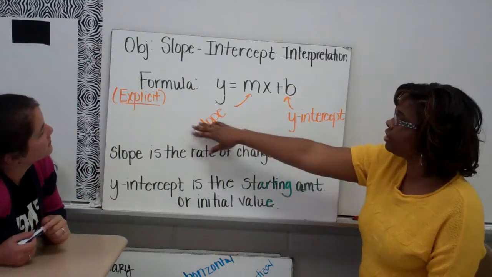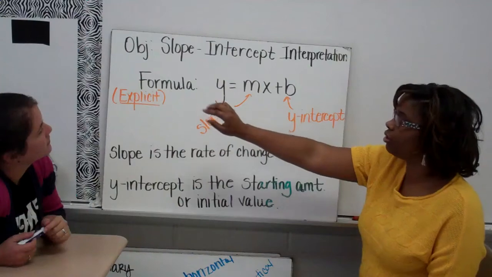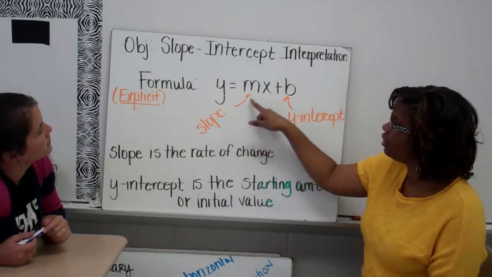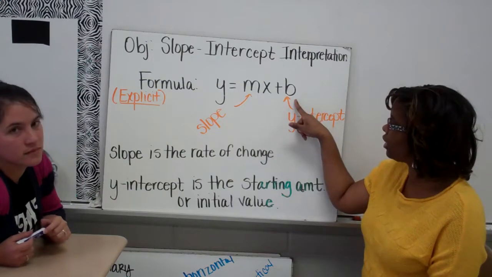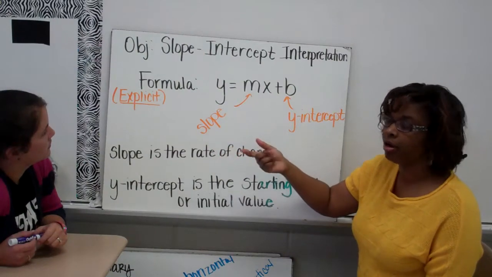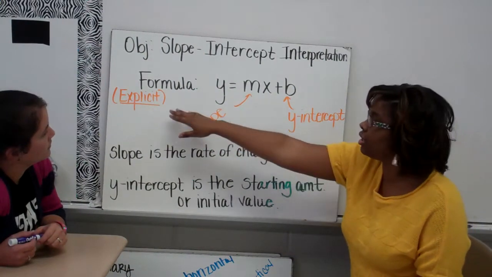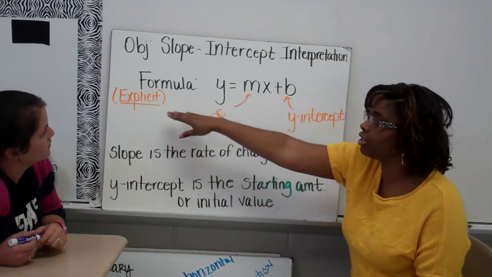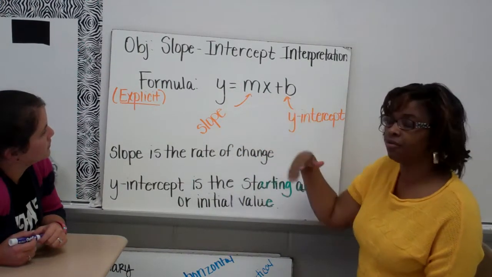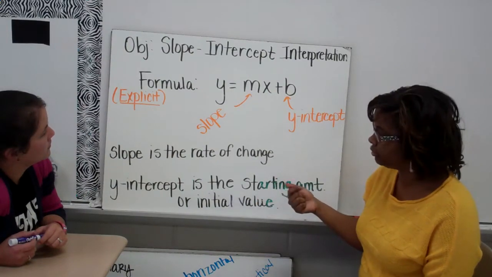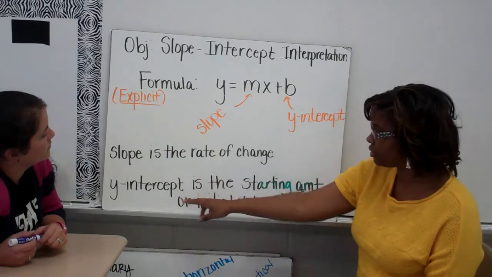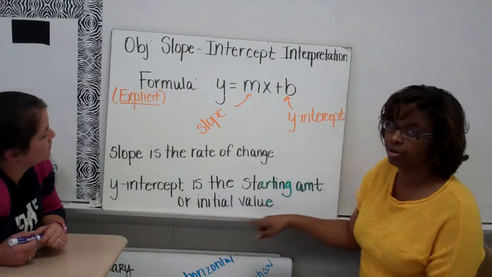Alright, so today in class we reviewed the formula for slope-intercept form, which is y equals mx plus b. M is your slope and b is your y-intercept. And just as a review, before we talked about recursive and explicit functions, your slope-intercept form is your explicit function. You can replace the y and the x with input and output. Remember that slope is the rate of change and y-intercept is the starting amount or your initial value.